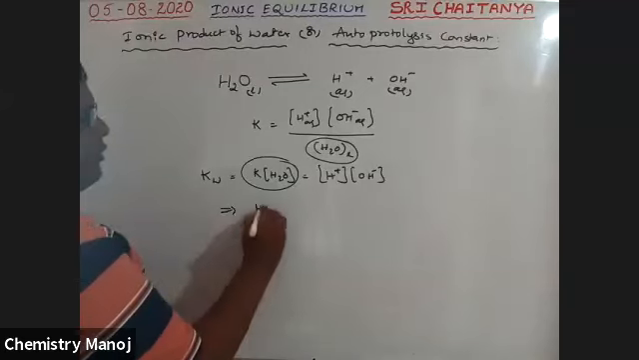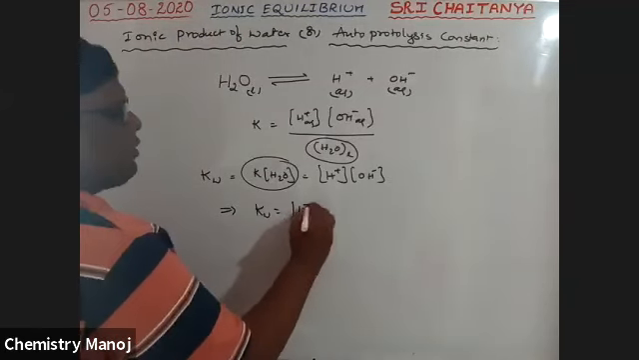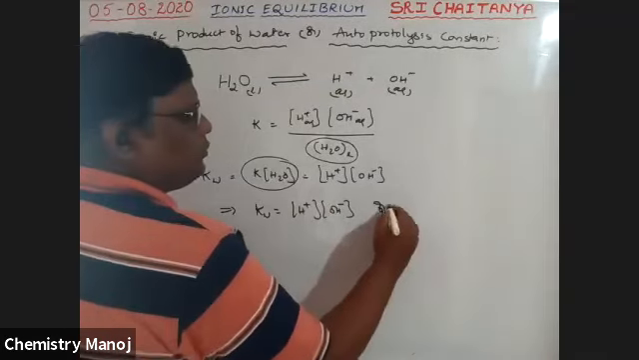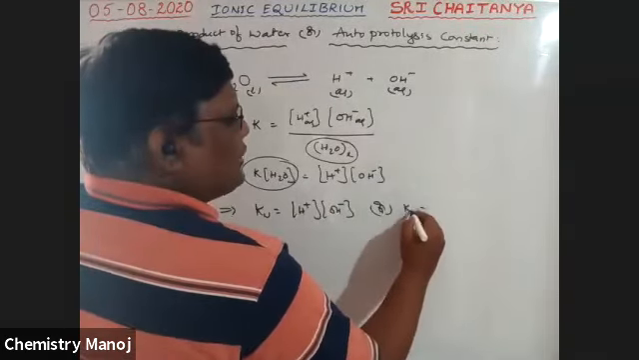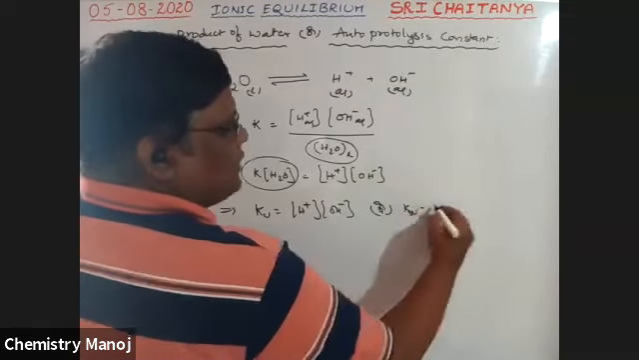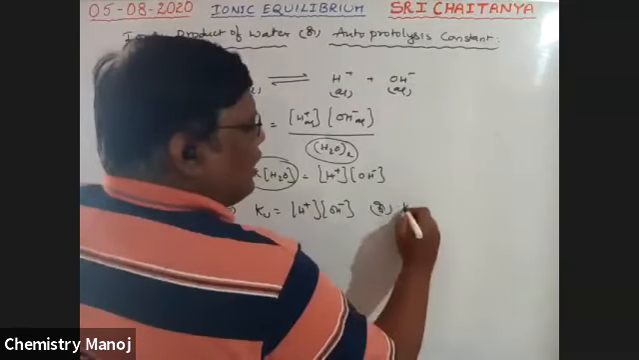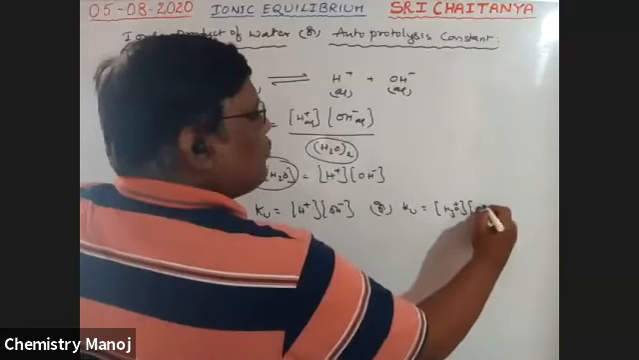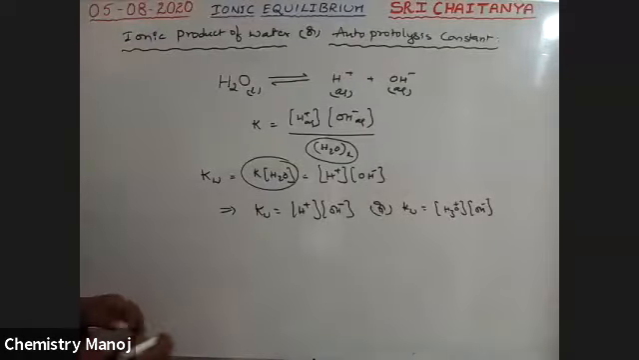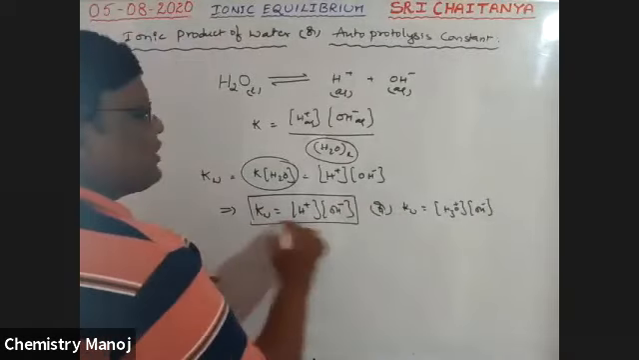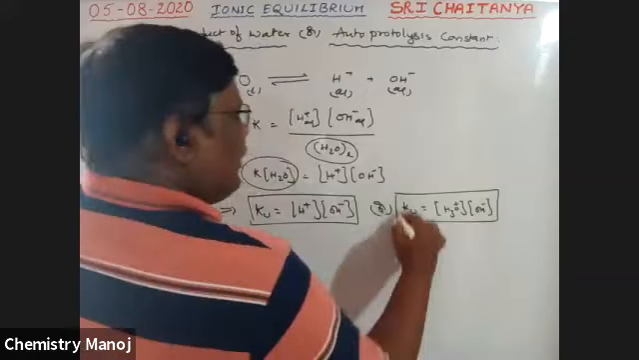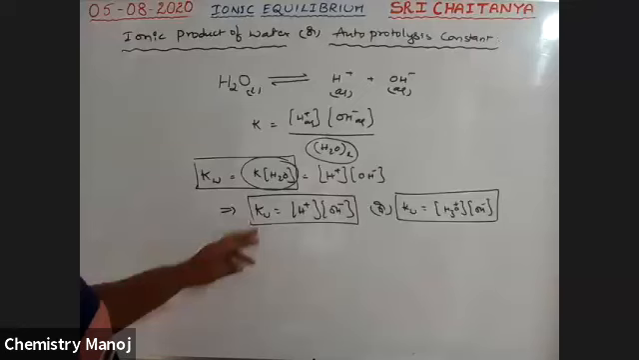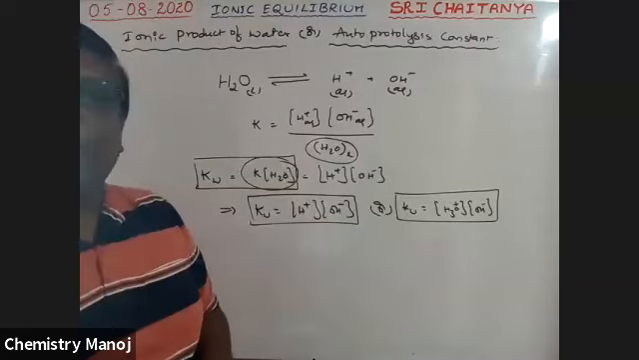Therefore, Kw is equal to H plus ion concentration into OH minus ion concentration. Or Kw is equal to H3O plus ion concentration into OH minus ion concentration, because in water H plus ion does not exist on its own; always H3O plus exists. So Kw is either this one or this one.